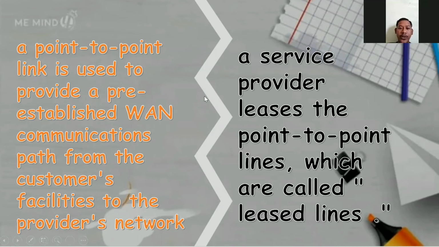Point-to-point links are used to provide a pre-established communications path from the customer premises to the provider network. The service provider lists a point-to-point line, which is called a leased line.